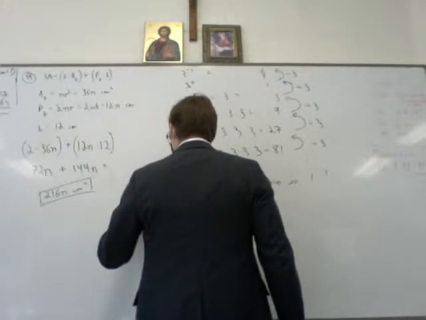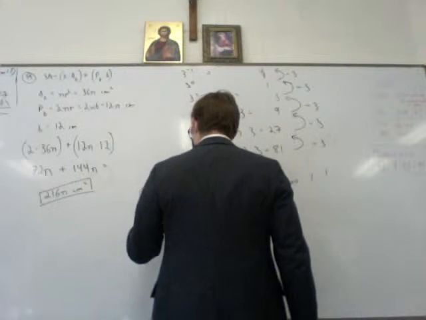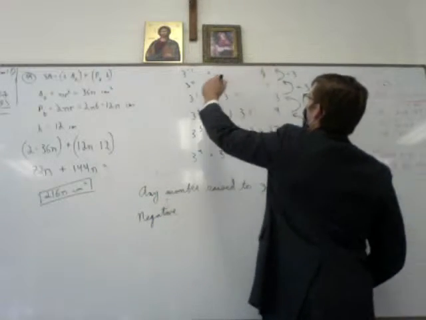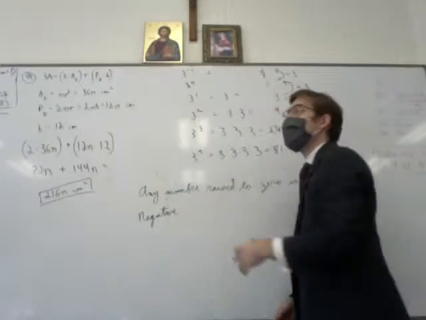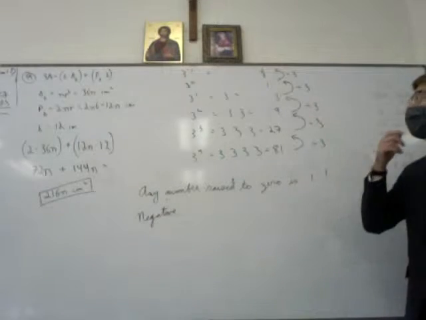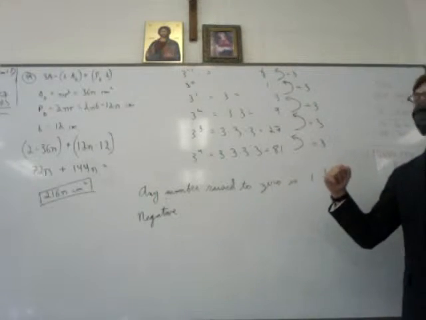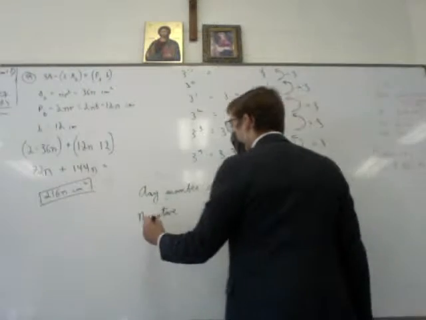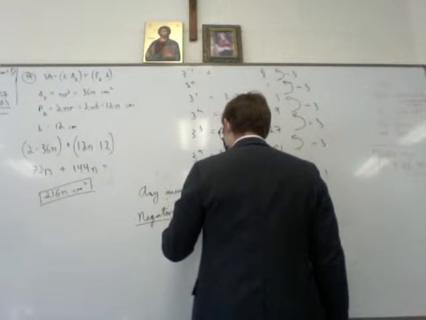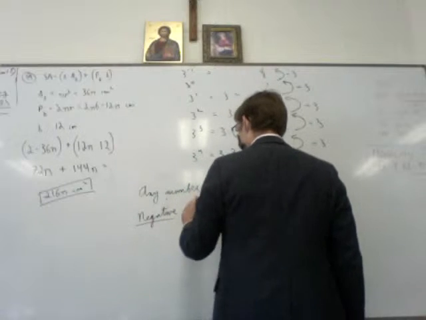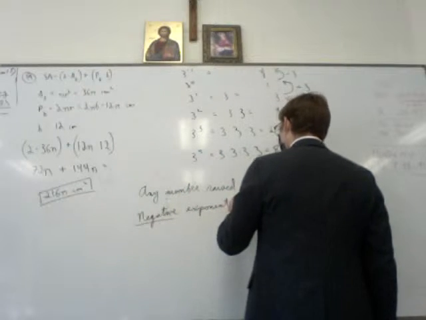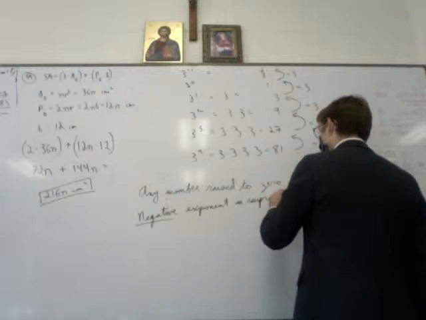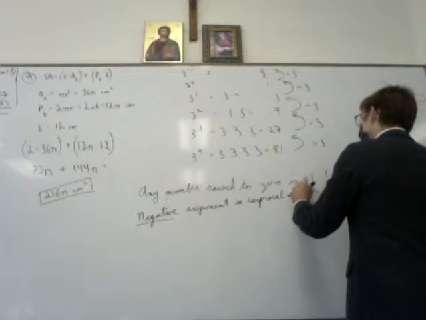Negative exponent. Notice the pattern here. 3 to the negative 1 is 1/3. 3 to the negative 2 would be 1/9. 3 to the negative 3 would be 1/27. 3 to the negative 4 would be 1/81. A negative exponent is the reciprocal of the positive exponent.